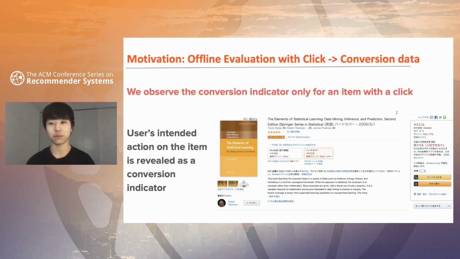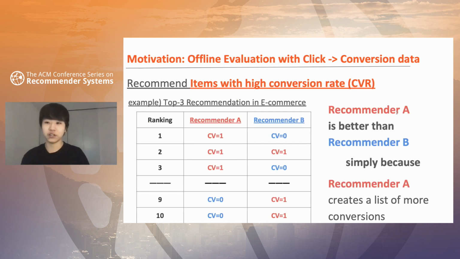Here, the ESL book. And the important point here is that the conversion indicator for the other items, the items without a click in the same recommendation list, cannot be observed by the analyst, right? So if you are the data scientist of the recommender system, you may want to recommend items with a high conversion rate, high CVR, to maximize revenue from users, or to maximize the expected number of conversions itself. Right? So for example, in this hypothetical top 3 recommendation interface, there are 2 recommenders, recommender A and recommender B, and you see that recommender A is better than recommender B.